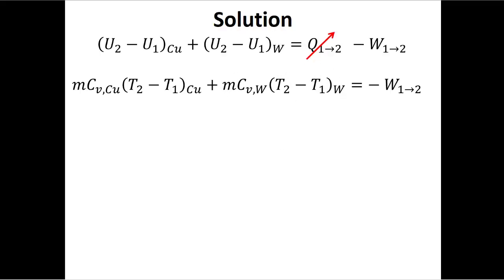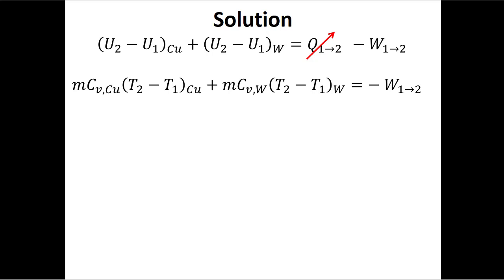So this is nice. I know most of the things on the left-hand side. I know the mass of the copper. I don't know T2, but I do know T1. I know the mass of the water. I don't know T2, but it'll be the same as T2 for the copper. And I do know T1 for the water. So the things that I don't know here are the specific heats, T2, and the work.